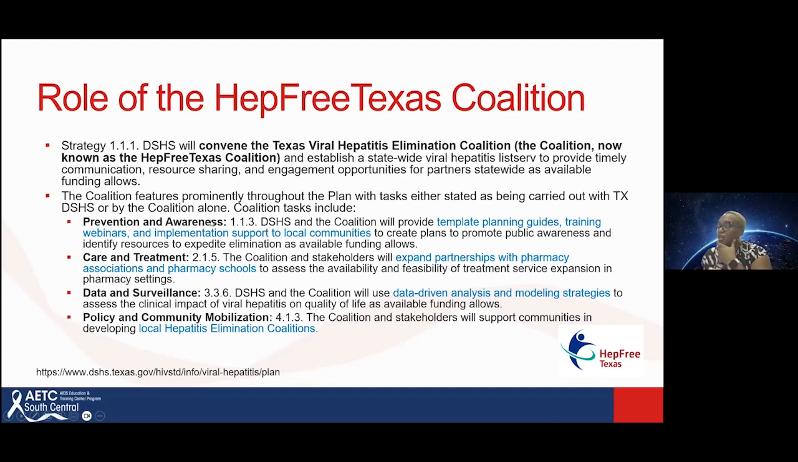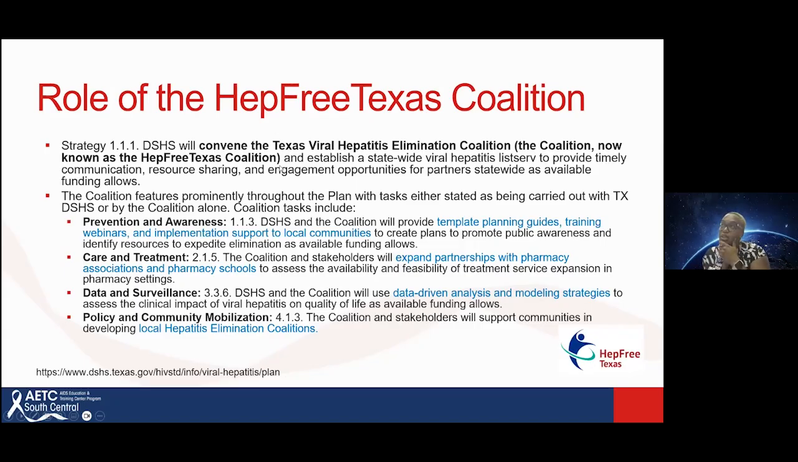And so as you can see for prevention, their plan is to provide a template for planning guides. And then for care and treatment, the coalition and stakeholders will expand partnerships with pharmacy associations and pharmacy schools. For data and surveillance, DSHS and the coalition will use data-driven analysis and modeling strategies to assess the clinical impact of viral hepatitis. And then for policy and community mobilization, the coalition and stakeholders will support communities in developing local hepatitis elimination coalitions. And so there are more tasks, of course, with each section, and you could find the elimination plan at this website, and I could drop it in the chat if anybody wants to see it. But I just wanted to talk about the role of the coalition.